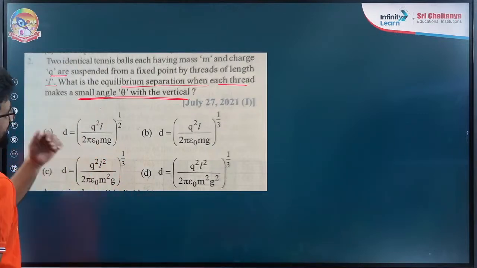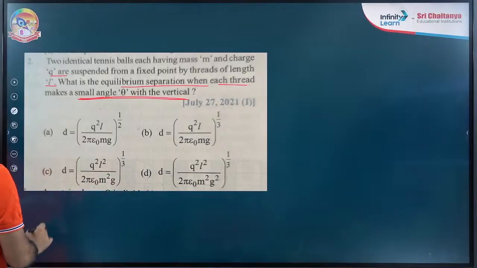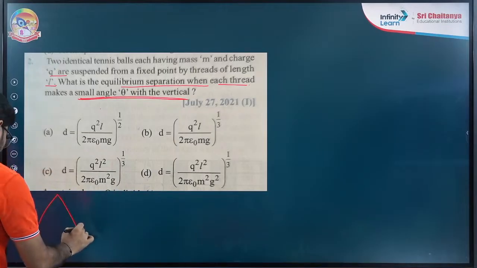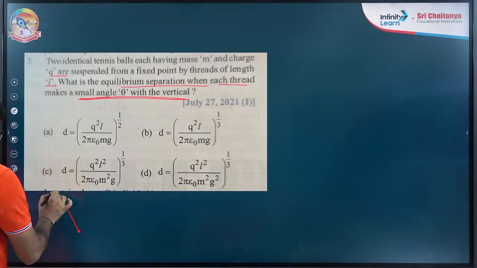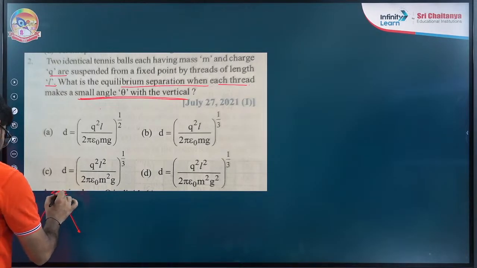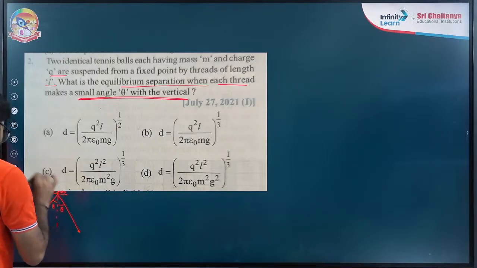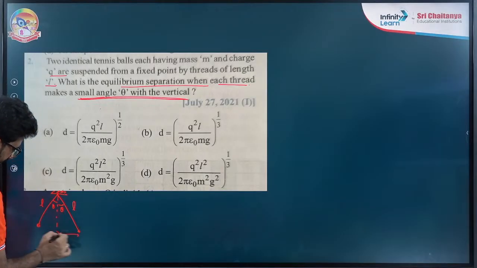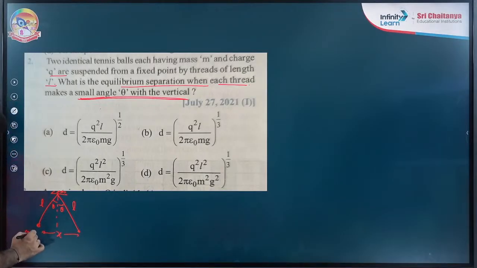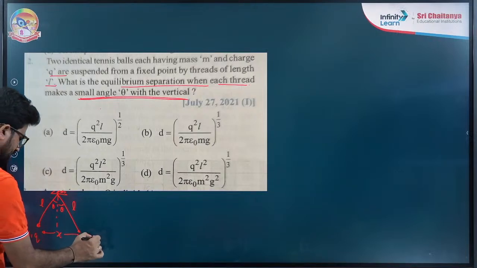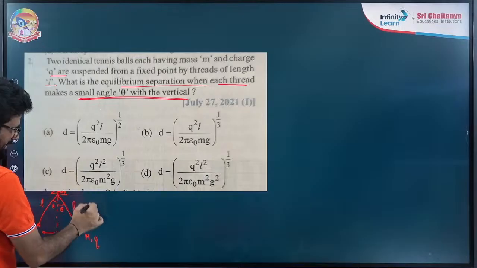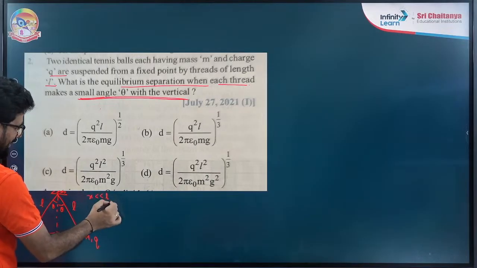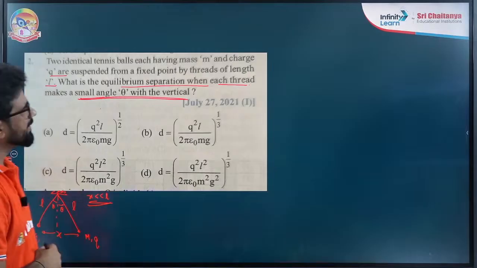So this question we can solve. Diagram first we have to make. I am making this diagram. You can try this question also. Take your time, try it. This length is L. Suppose I am assuming the separation between them is x. This mass is m, charge is q. Remember, theta is very small, that means x is also very small as compared to L. Try to understand it. Now we are going to solve this.